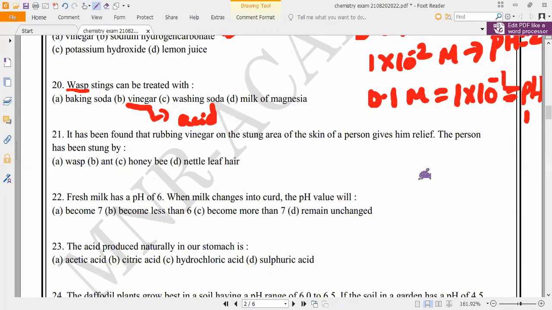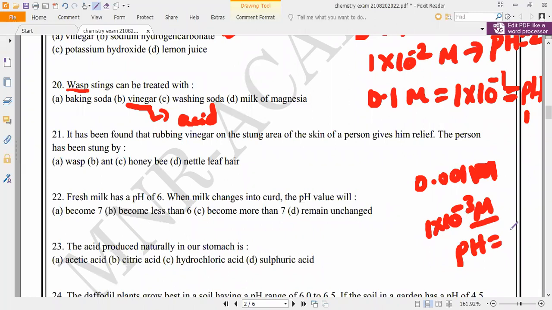Now I will write 0.001. Can anybody say what the pH value is? This is molarity, 1 into 10 to the power minus 3 moles. So pH is equal to 3. Will you be able to understand? Everybody respond. Yes, sir. Very important.